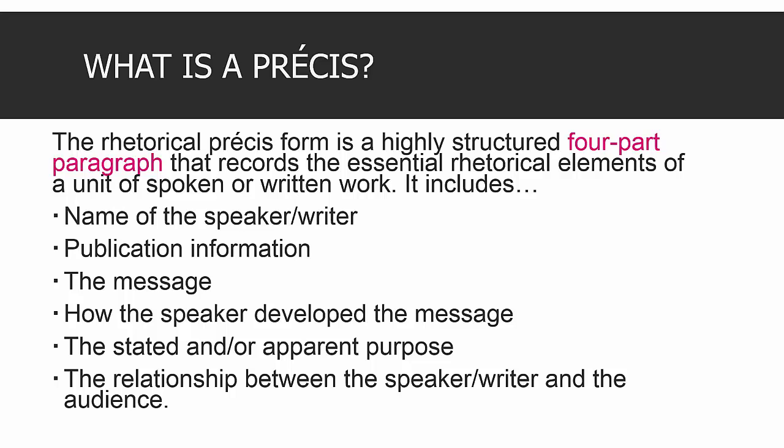So what is a Precis? A rhetorical Precis is the 4-part paragraph that records all the important information in a spoken or written work. There are a couple of really important things in there: the speaker's name, the publication information. We refer to that as the tag, like the title, author, genre, and the year that that publication came out in parentheses. The message, how the speaker developed the message, the stated purpose, and the target audience, or the relationship between the speaker and the audience.